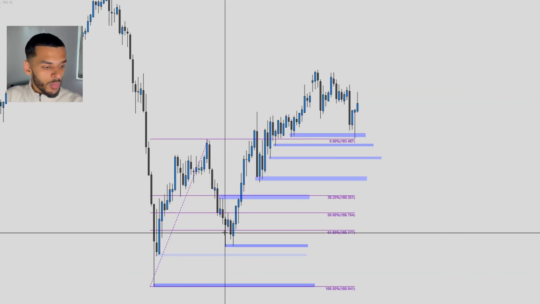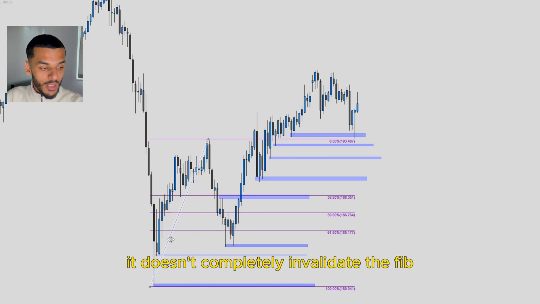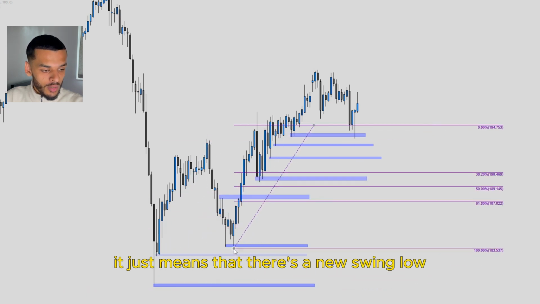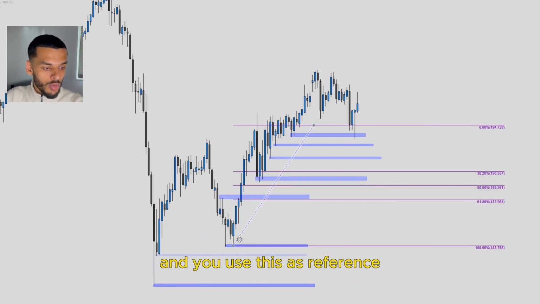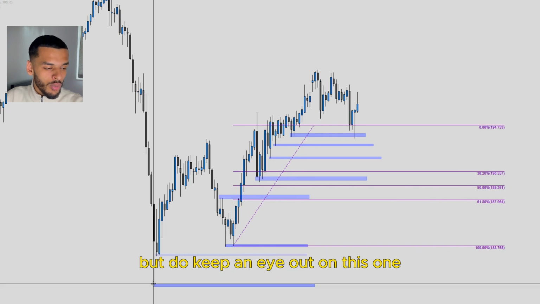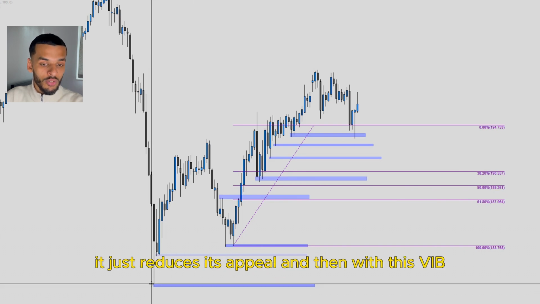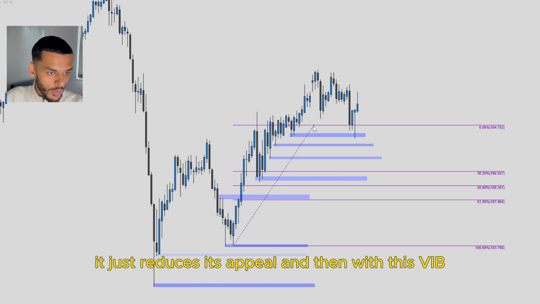So once the 61 is breached, it doesn't completely invalidate the fib. It just means that there's a new swing low, and you use this as reference, but do keep an eye out on this one. It just reduces its appeal.